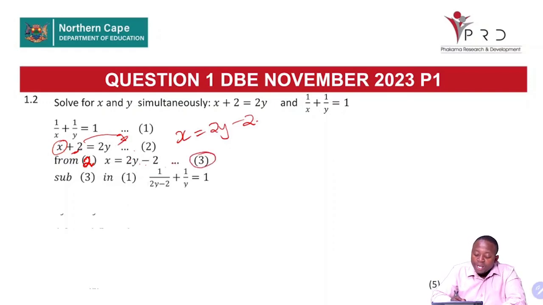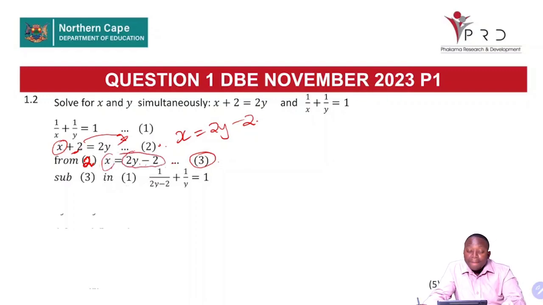Because we have derived equation 3 from equation 2, we cannot substitute back into that equation. We substitute onto the other equation, where in a space of x, you see it says x is equals to. So where there is x, you'll put 2y minus 2. So that is what we do. We have that equation number 1 there.